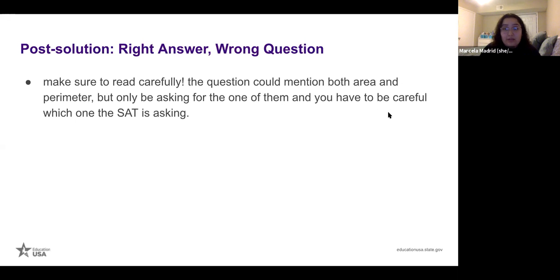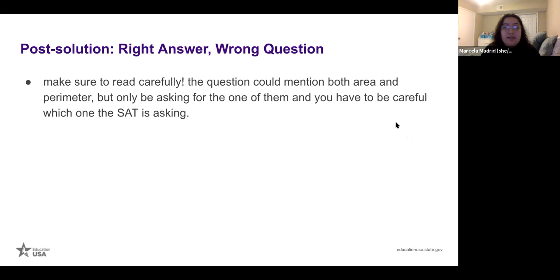You're answering the wrong question. So you have to make sure you read carefully. The question could mention both area and perimeter, but only be asking for one of them. You have to be careful which one the SAT is asking. Especially if you do have an area or perimeter question, it might not be very clear as to what it's asking you. Especially when you do want to go really fast on these math sections, you are susceptible to reading the question wrong. So you have to make sure what is the correct answer choice.